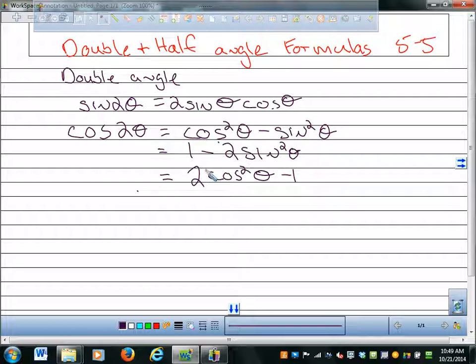So depending on what you're given, you could always use any one of them, but if you're given the cosine of an angle only, you would probably want to use this formula. If you're given the sine of an angle only, you want to use this formula. If you're given both, it doesn't matter which one. You can use this one or that one.